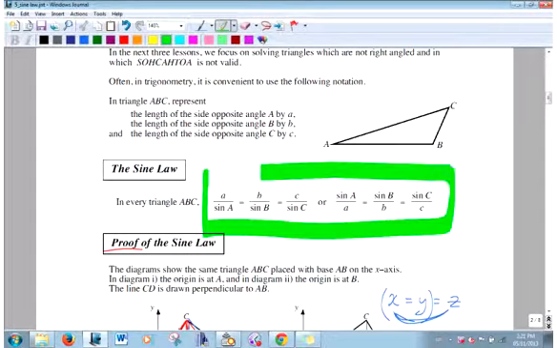So if you followed that, great. And if not, well, who cares? That's the law. We're just going to use that to solve triangles. It works for any triangle, not just right angle triangles. Trig is just ratios. Sine ratio is a ratio of opposite over hypotenuse. This is a ratio too. It's a ratio of a side over the sine of its angle.